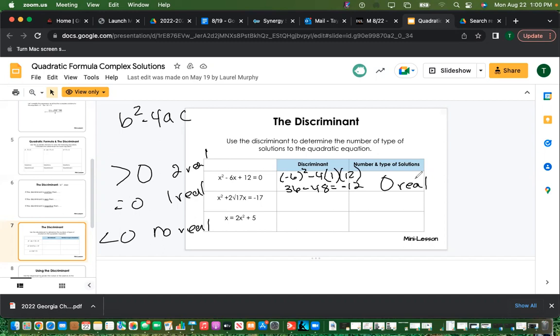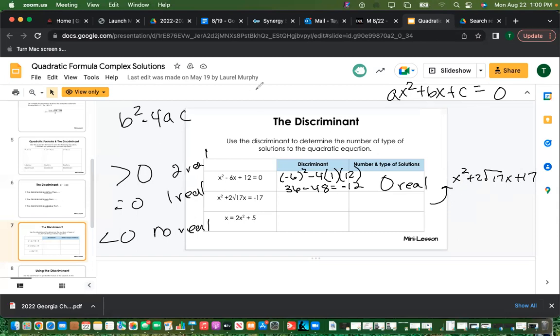On number 2, you need to rewrite that and make sure that it's in standard form. What I mean by standard form is that you would have ax squared plus bx plus c equals 0 before you start moving anything around. So we're going to move that 17 to the other side. And so that's going to give me x squared plus 2 square root of 17 x plus 17.